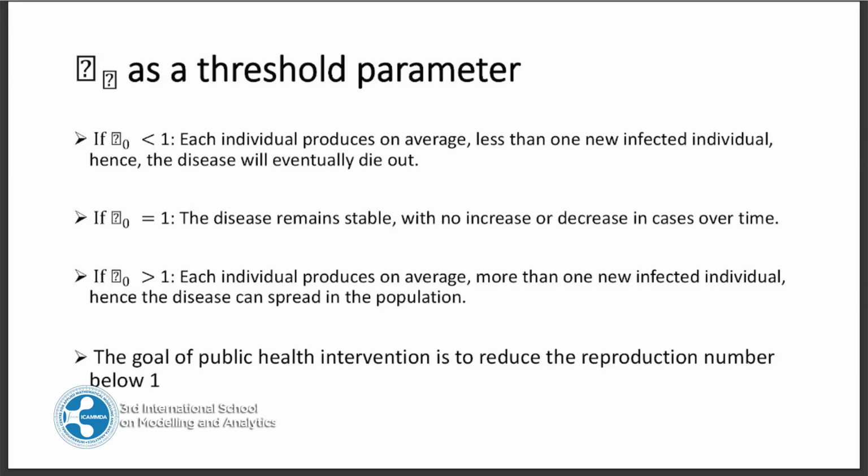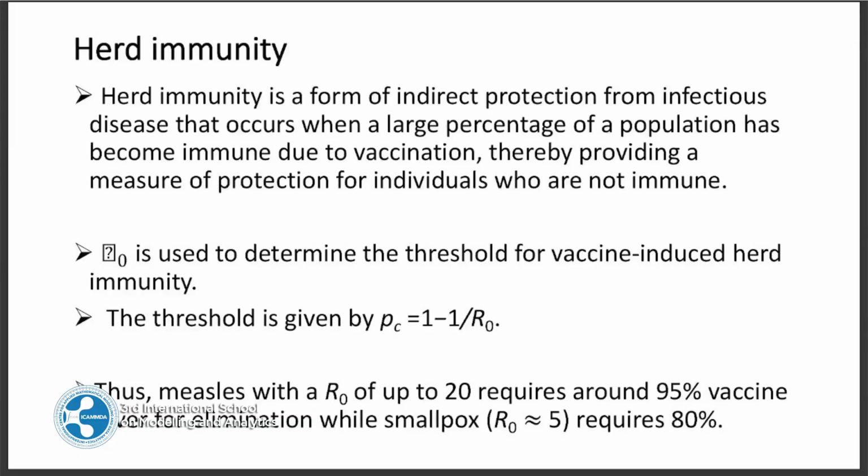With no increase or decrease in cases over time. Whereas when R0 is greater than 1, an infectious person will produce on average more than 1 new infected individual, and then the disease can spread in the population. So if you have this information, it is crucial for the policymaker to intensify the effort that will reduce R0 below what? Below 1. It is important to intensify effort that will reduce this reproduction number below 1.